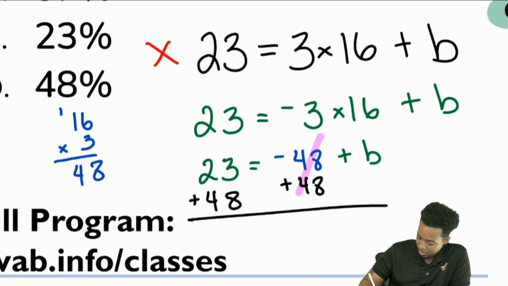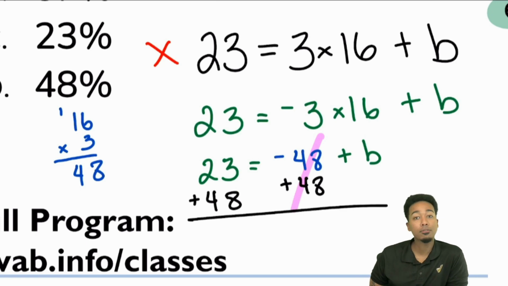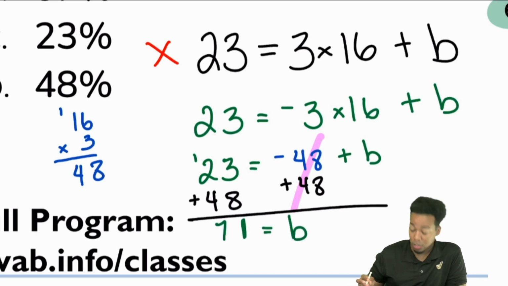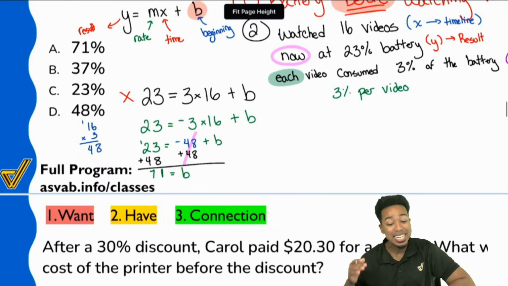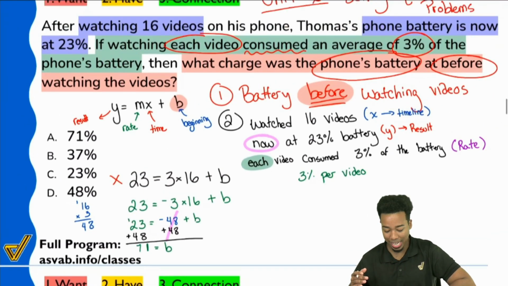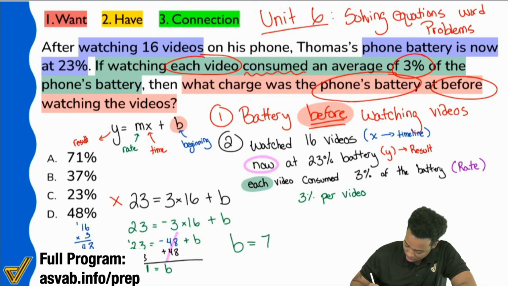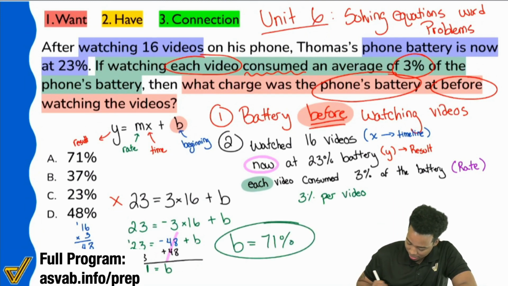Boom. Right on. Bam. And so now we have 23 plus 48. What's that going to be, my party people? That's going to be 71. Yep, absolutely. That's going to be 71. We have 3 plus 8. That's going to be 11. 2 plus 4 is 6. Carry the 1 is 7. So we have 71 equals B. So basically what that means is the beginning battery life is 71%. B equals 71%. That is the beginning battery life.